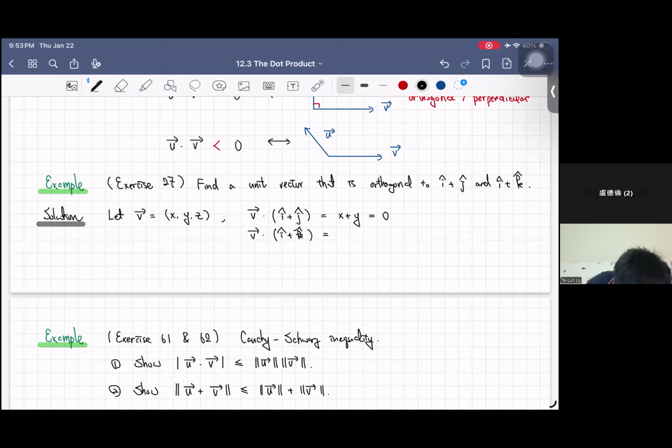And that will be x plus z to be 0. Okay? So in fact, there will be multiple answers for this system of equations because you have 3 variables, but you only have 2 equations, right?